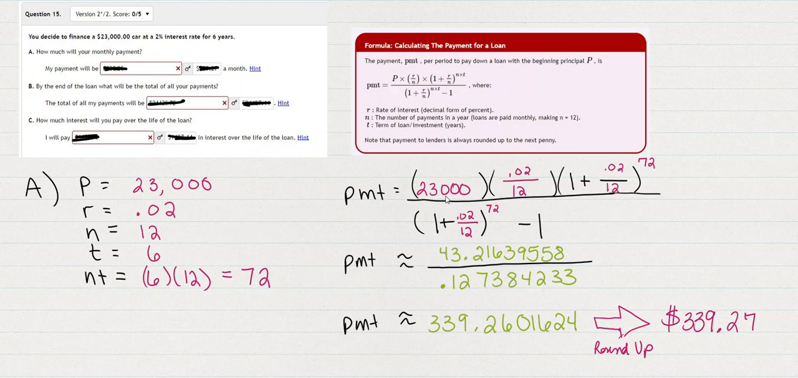So in place of principal, 23,000, R over N. Now when I put that on my calculator, 2 100ths divided by 12, it doesn't give me a rational number. It keeps repeating. So I'm going to leave it 0.02 divided by 12 because it's better to not round until we get to the very end. And then 1 plus 0.02 divided by 12. And this 1 plus 2 100ths divided by 12 is what's raised to the 72, or the N times T, total number of payments, exponent. And then we're going to divide that whole thing by 1 plus 0.02 over 12 to the 72 minus 1.